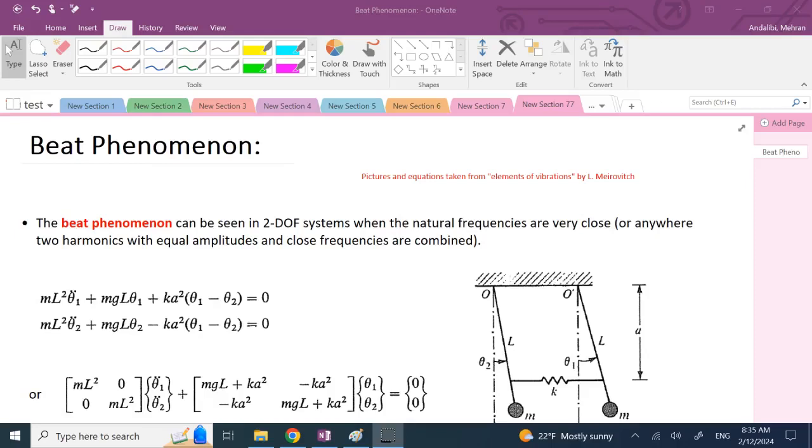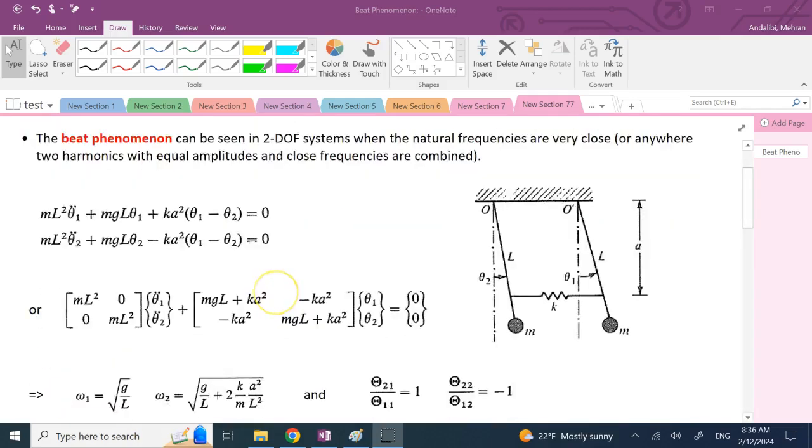Hello everyone. In this video, I want to show you another interesting thing in vibrations called the beat phenomenon. You can see that in a system with two DOF that has two natural frequencies very close to each other, or in general anywhere that you combine two harmonic functions that have equal amplitude and close frequencies.